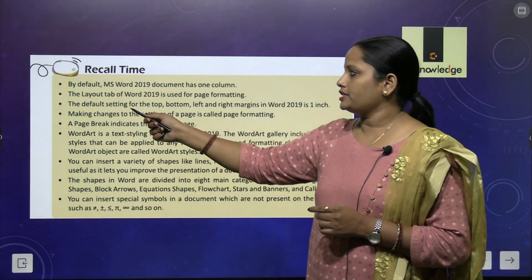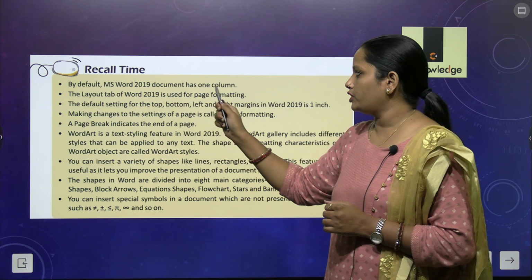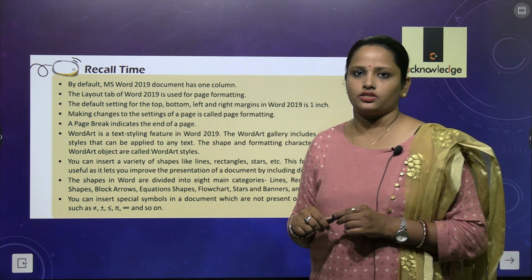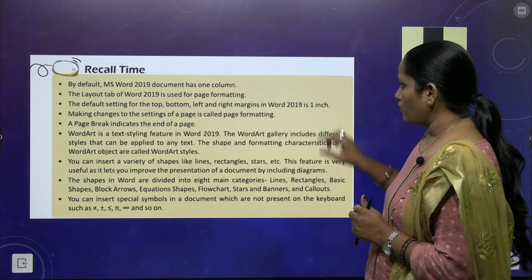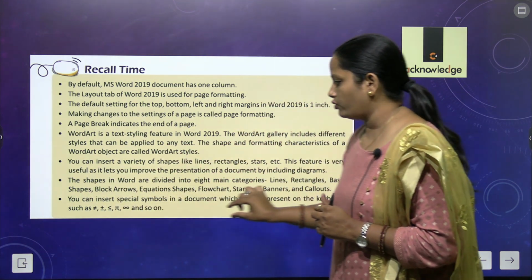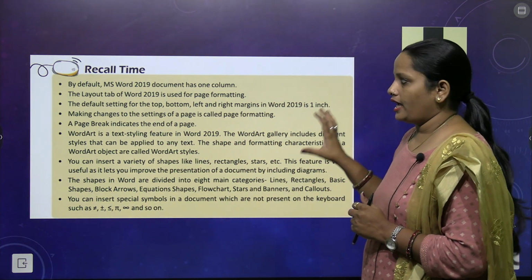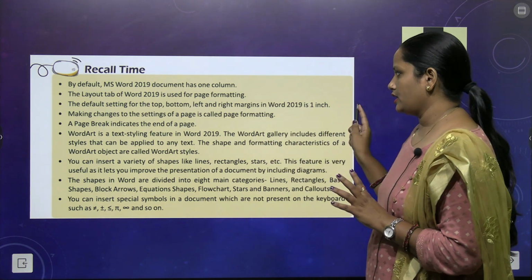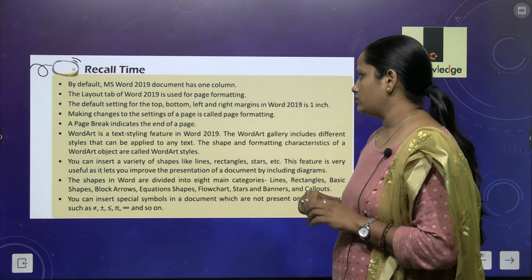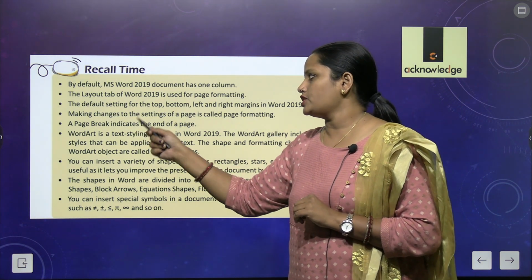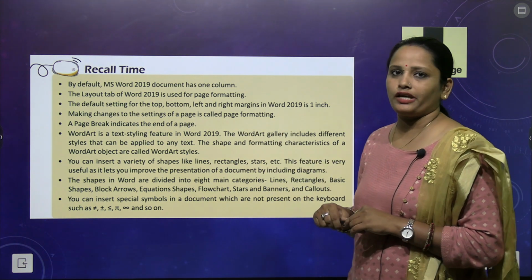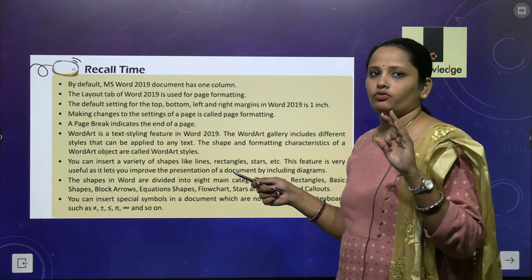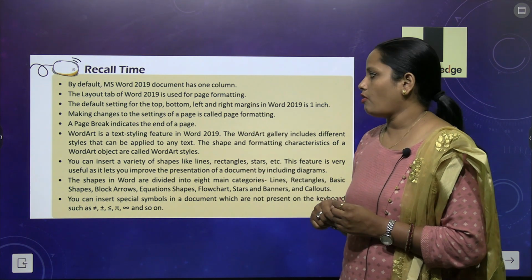Okay. Third point says the default setting for the top, bottom, left and right margins in Word 2019 is 1 inch. So the amount of space to be left on the 4 sides of the text is 1 inch. So this is the default setting given by Word 2019. Now making changes in the setting of a page is called page formatting. Making the changes in the setting of the page, how we are setting the page, that is called page formatting.